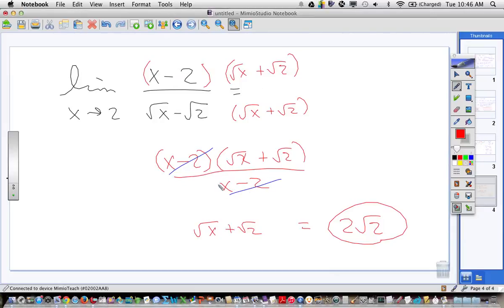And of course, the top, you just leave that alone. Those just cancel, which allows us to plug in our 2 for x. We get root 2 plus root 2, 2 root 2. So you'll have a few of those limit problems where you do some algebra like that.